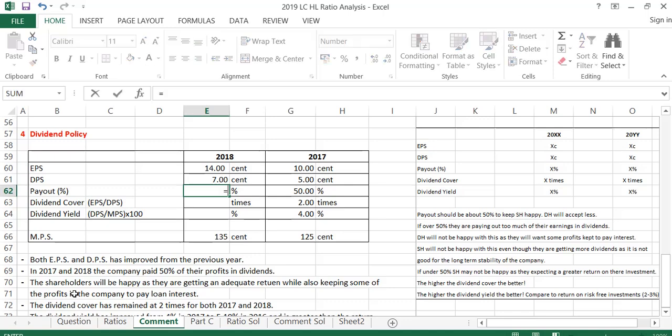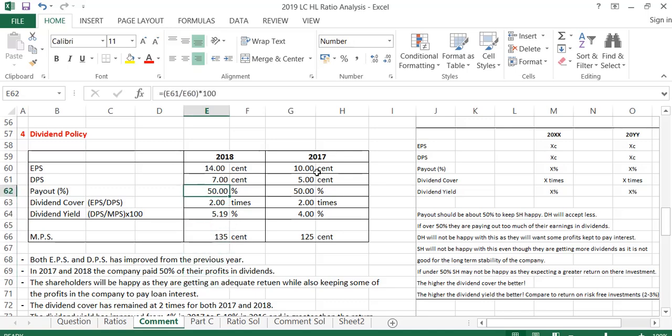So my payout now is going to be equal to, again, my dividend per share over my market price per share, multiplied by 100, which is the exact same as the previous year of 50%, which is unusual enough. My dividend cover is going to be earnings per share over dividend per share, which is 2 times exactly, the same as the previous year. And my dividend yield is going to be my dividend per share, which is 7, divided by my market price per share, 135, multiplied by 100, which is 5.19%. So now we have all these figures, it's just a matter of commenting on them.